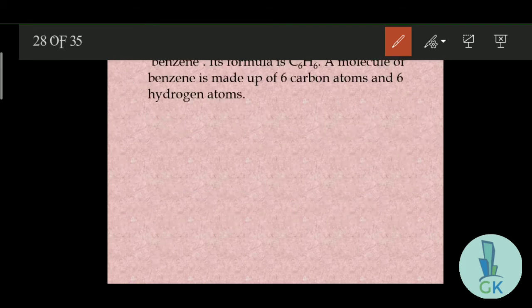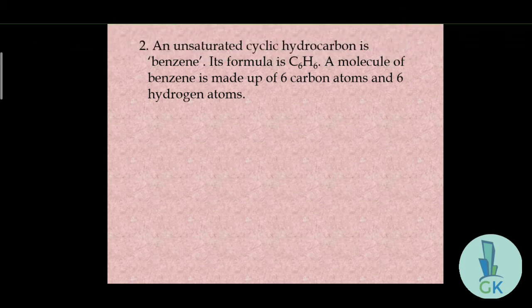Next we have unsaturated cyclic hydrocarbons, and we take the example of benzene, and its formula is C6H6. A molecule of benzene is made up of 6 carbon atoms and 6 hydrogen atoms. So let us see how.